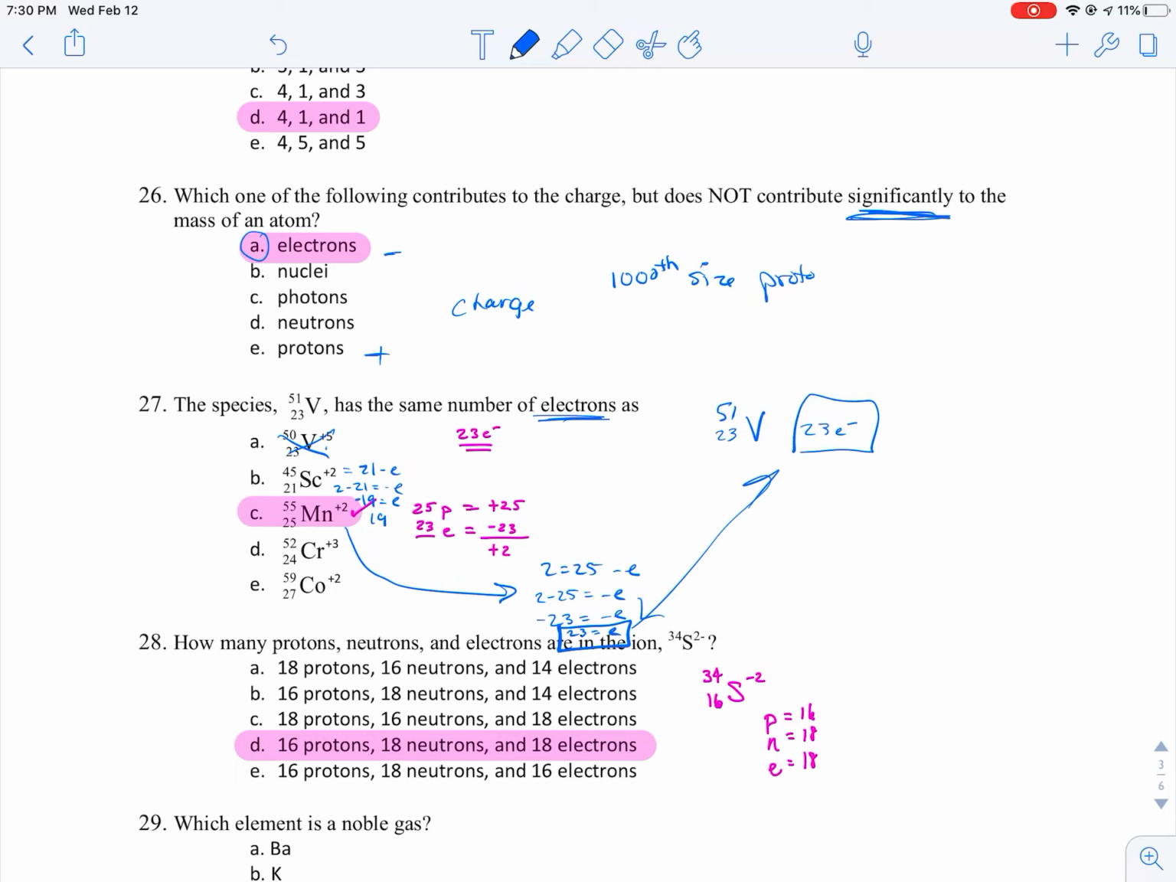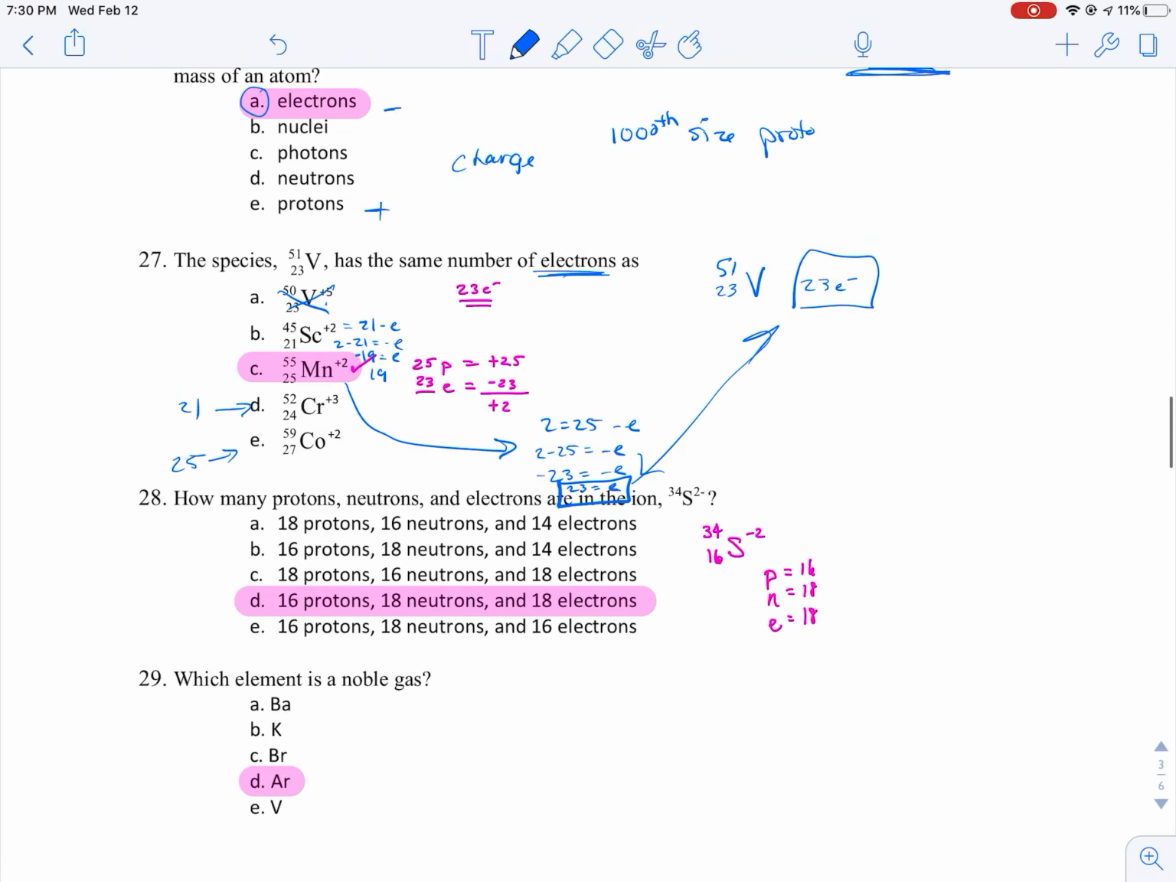You should be able to work the other ones out the exact same way and figure out how many electrons there are. So with this one right here, it should be 21, and with this one right here, it should be 25. I'm kind of doing that in my head. We can get to that point too.